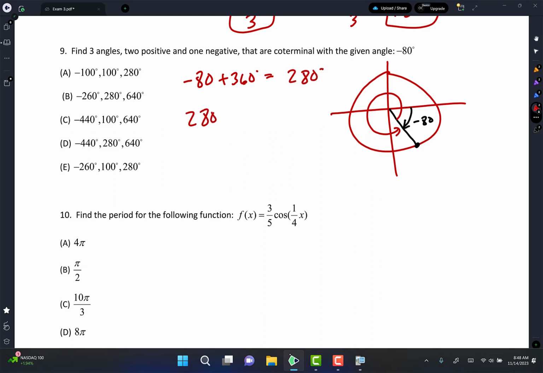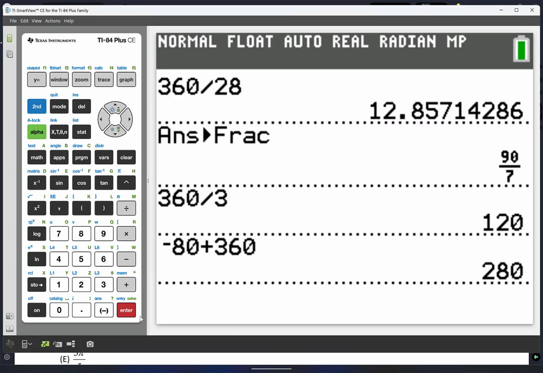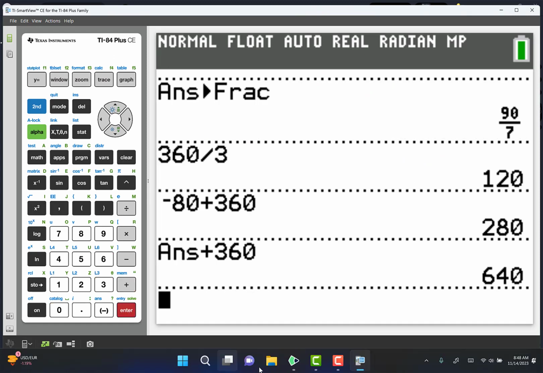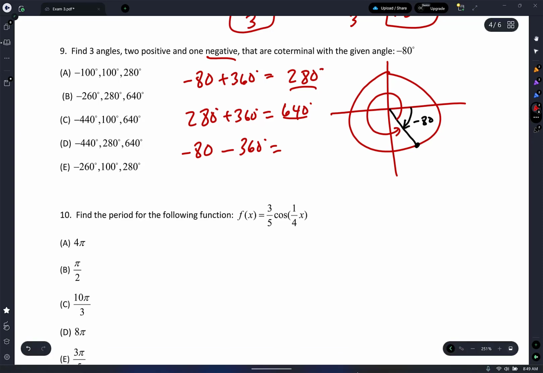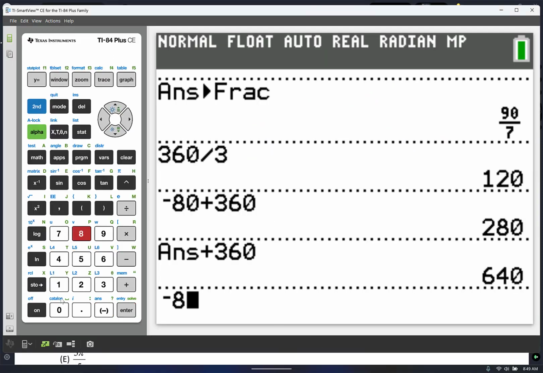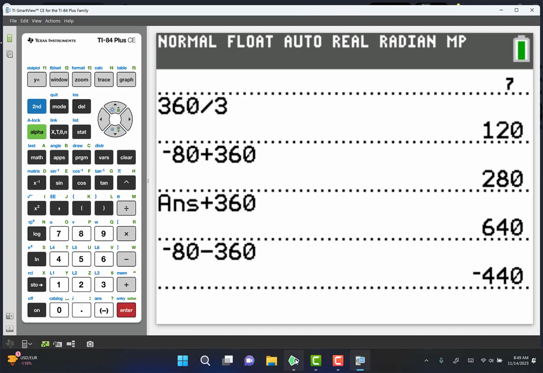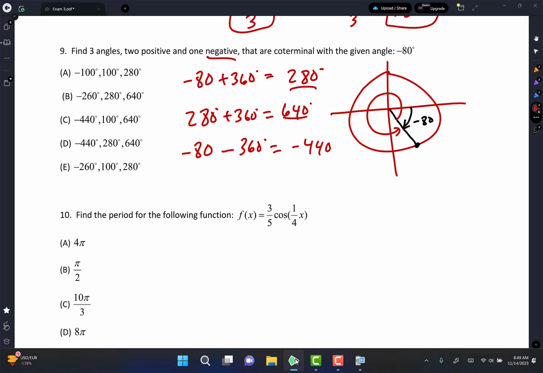And then you take the 280 and you add another 360. I got to push 360. Excuse me. And I get 640. And there it is, 2 positive ones. Now I want 1 negative because it says 1 negative. So you take the negative 80 and you subtract 360. And there it is, negative 440. So what answer is that? Is it D?